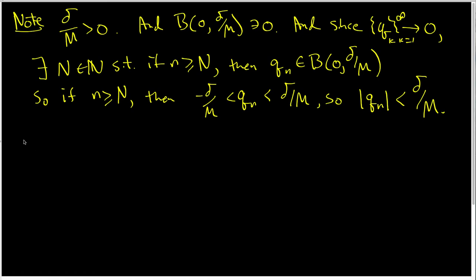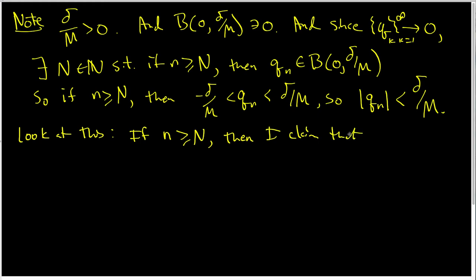So now what I want to do is look at this. If little n is bigger than or equal to capital N, then I claim that Pn times Qn will indeed be an element of the delta ball centered at 0 of radius delta, which of course is a subset of my original open interval S. I still have to prove this claim. So now let's start looking at the proof of the claim.